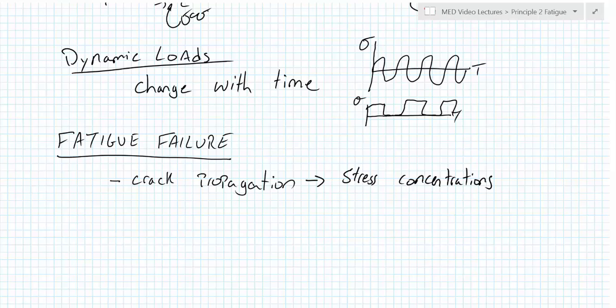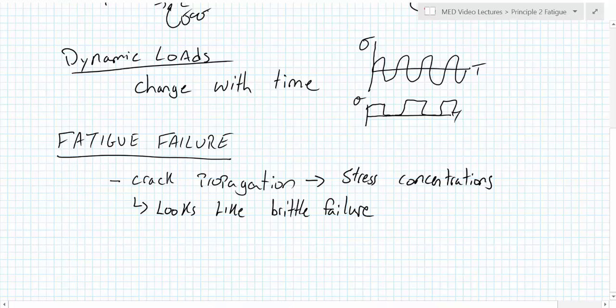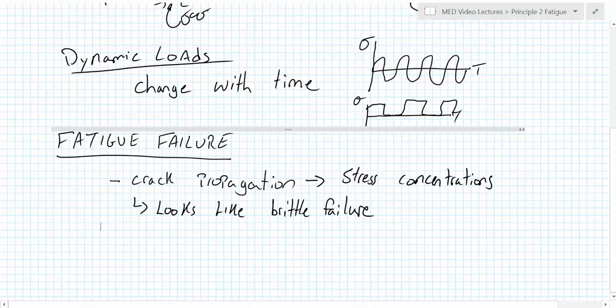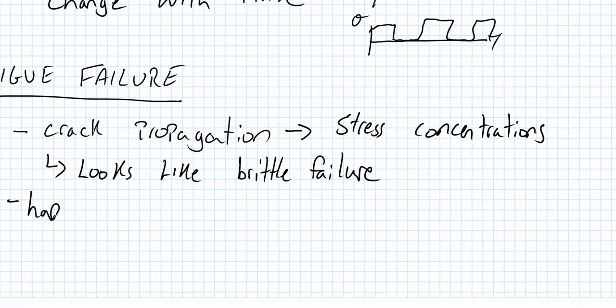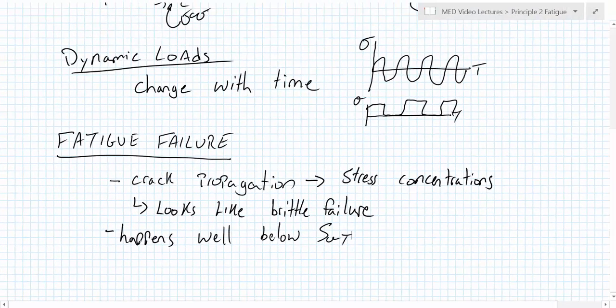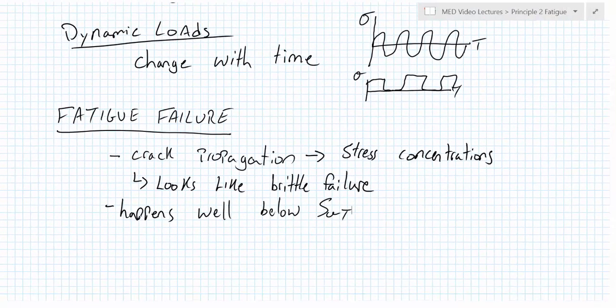The other thing to be careful about with fatigue failure, and why we care about it, is that because it is crack propagation, it looks like brittle failure. That means it can be a sudden and quick and total fracture. It happens well below the ultimate strength, and it usually occurs after either thousands or millions of cycles.